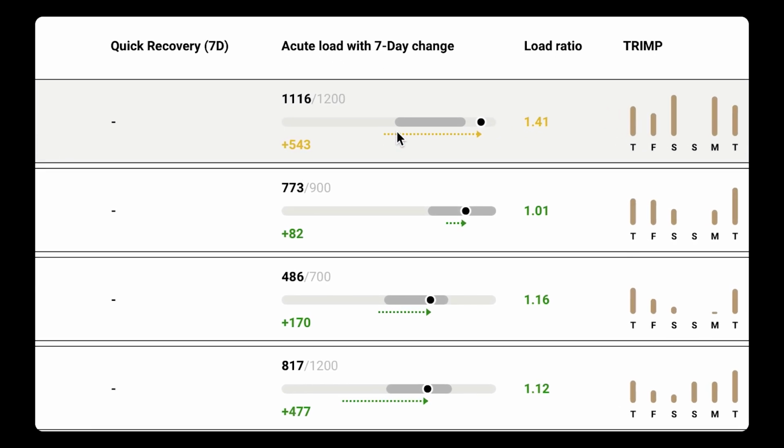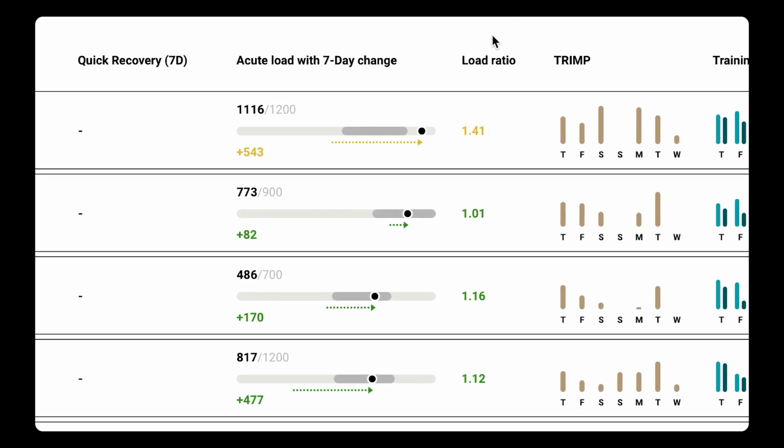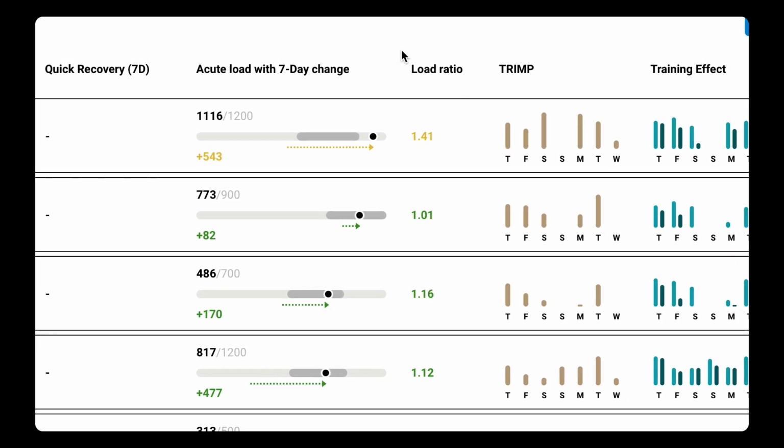The weekly change in acute load is the difference between the selected report date and the value 7 days ago. The arrow shows the direction and magnitude of the change in acute load from 7 days ago. Next, you'll find the acute to chronic workload ratio.